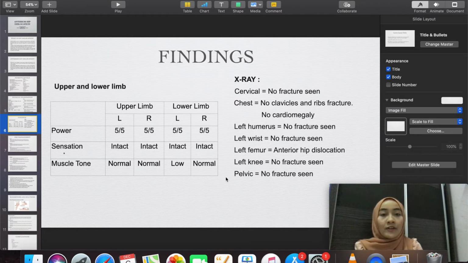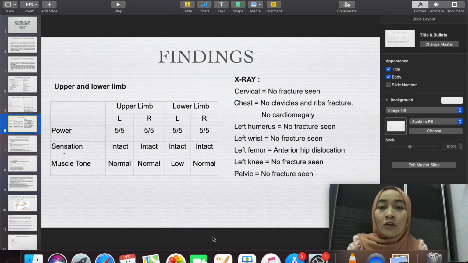For the finding using the upper and lower limb test, for upper limb, the power, sensation, and muscle tone are normal. Power 5/5, sensation intact, and muscle tone normal. For lower limb, the right side is also normal, but for the left side a bit low for muscle tone.